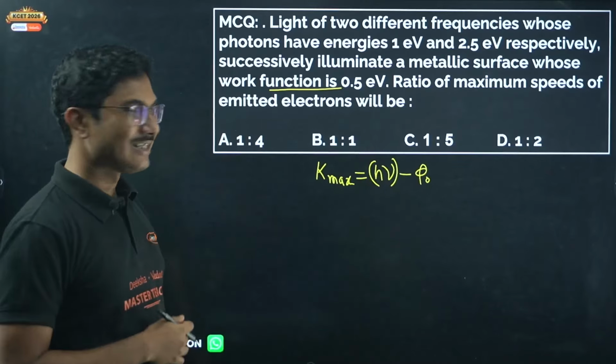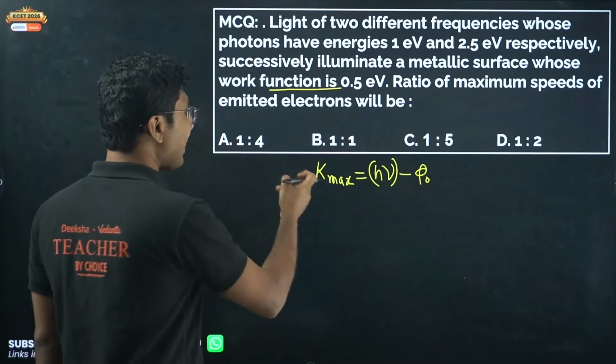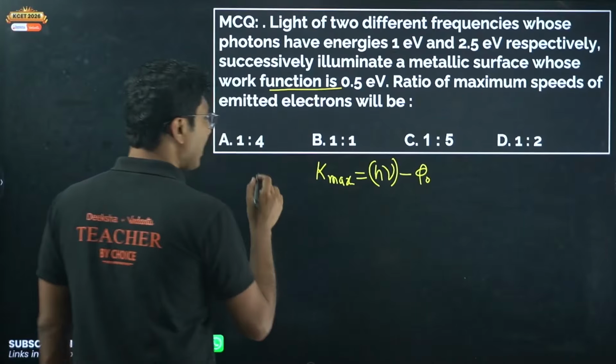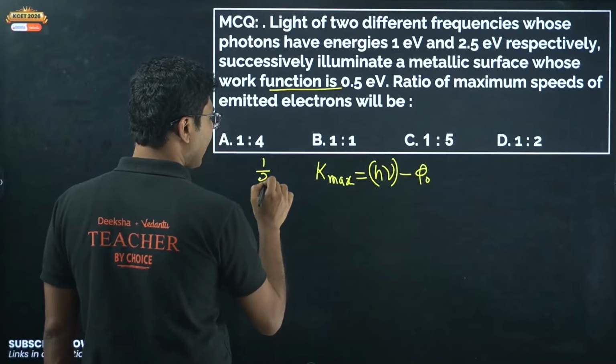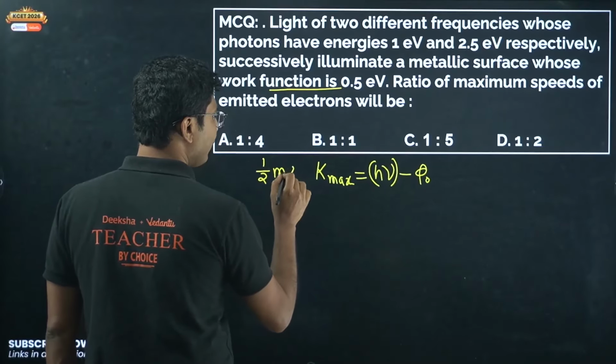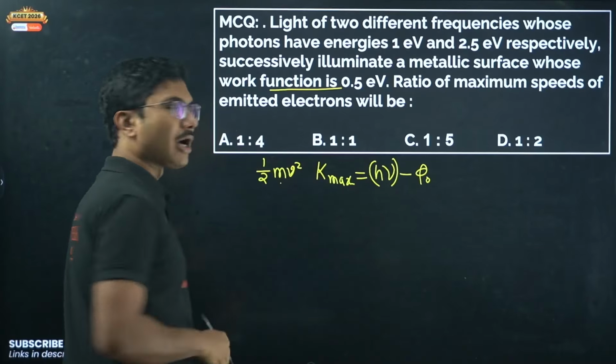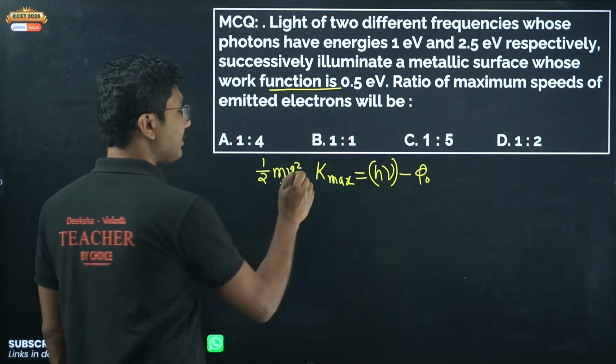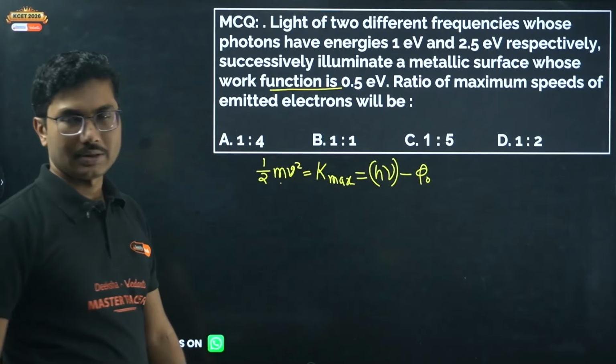h nu is the energy of the photon. And what is Kmax? Kmax is kinetic energy. So what is the formula for kinetic energy? The formula for kinetic energy is half mv square. What is m? m is the mass of the electron. So half mv square is Kmax, right?